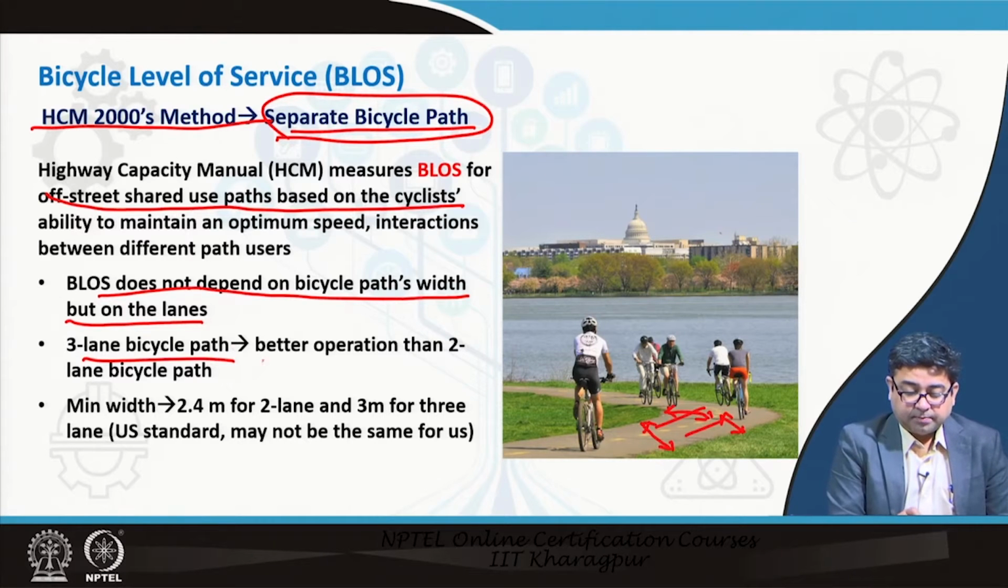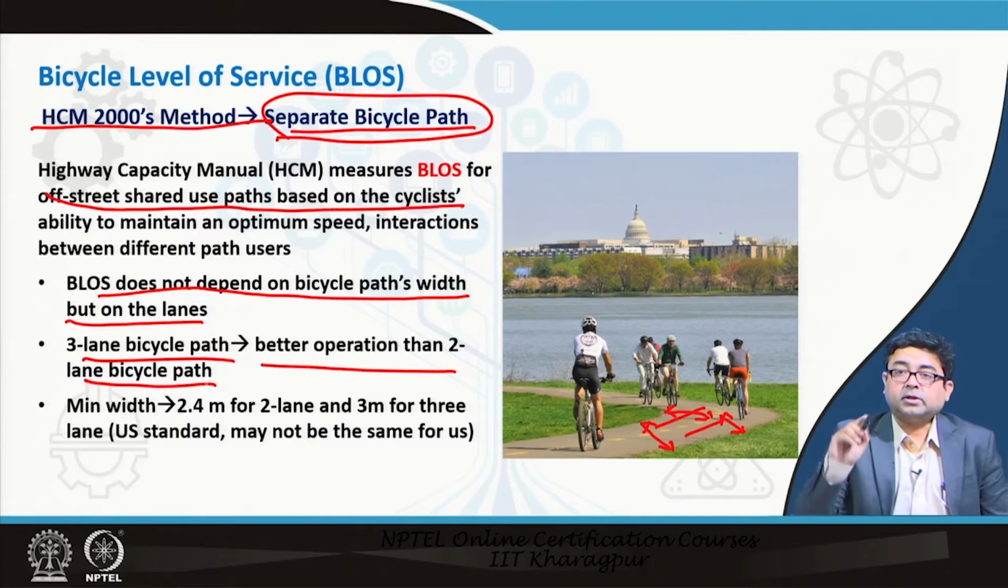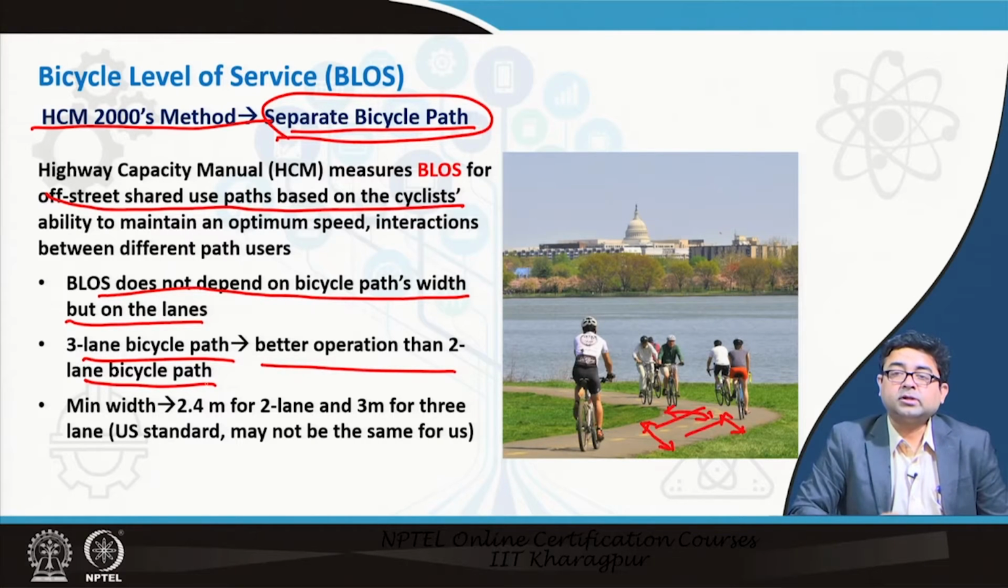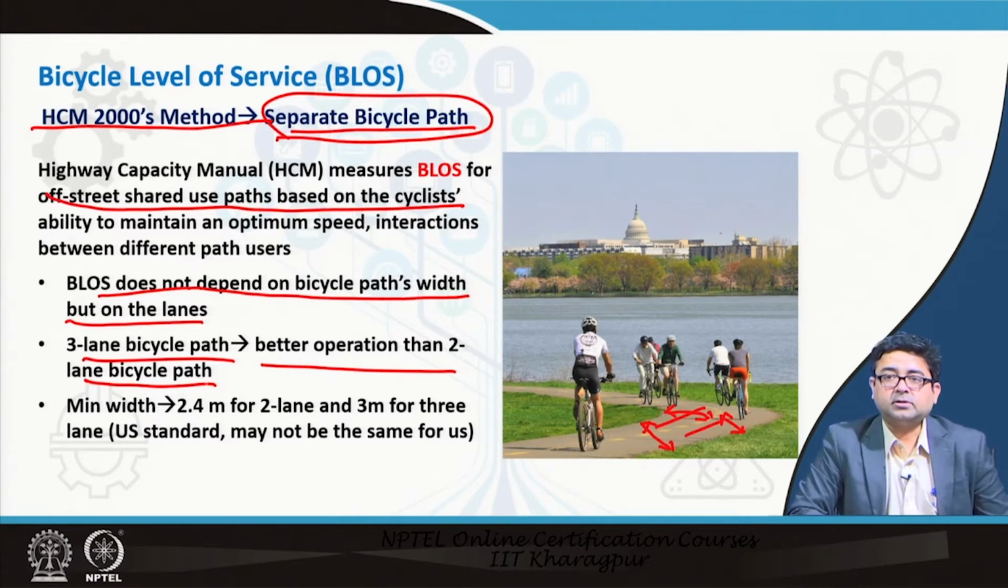3-lane bicycle paths have better operation than 2-lane bicycle paths, because what the third lane or the center lane does is it allows fast moving bicycles to overtake slow moving bicycles, right. Just like in the regular traffic lanes, you have cars or vehicles that want to move faster versus those that want to move slower. So, always the faster moving traffic wants to overtake. So, in case you can provide a third bicycle lane in your dedicated facility, that greatly helps in the maneuvering of the fast moving and slow moving vehicles, and in turn provides better level of service.